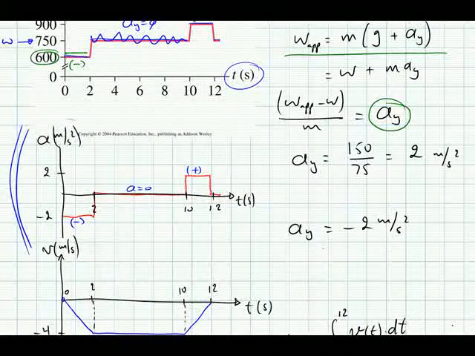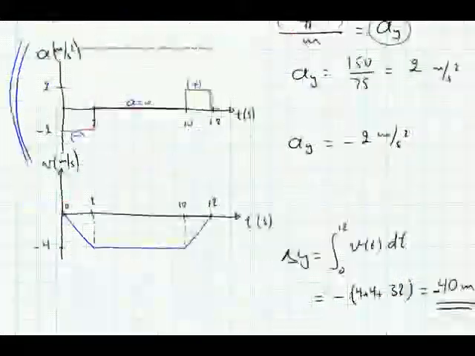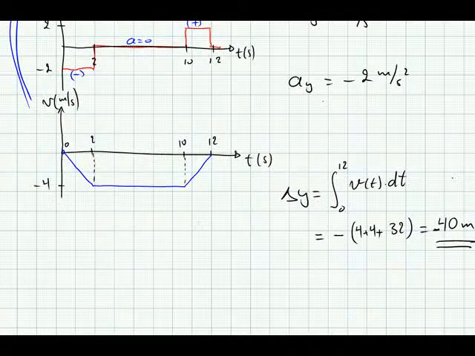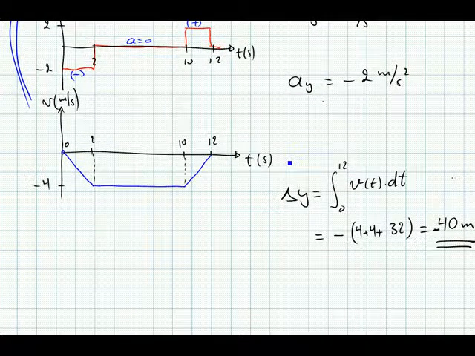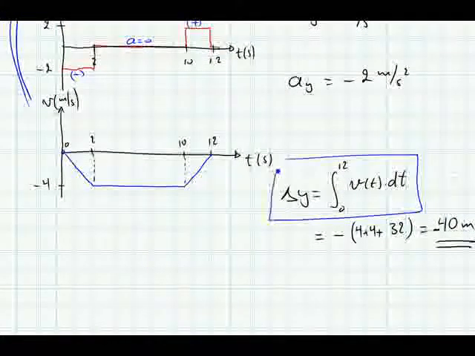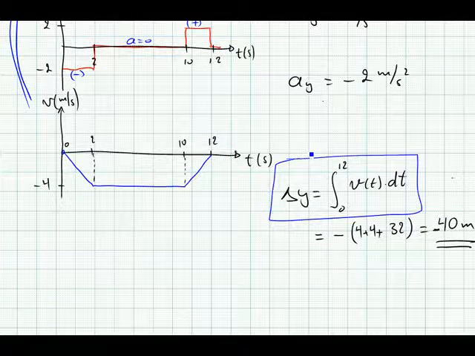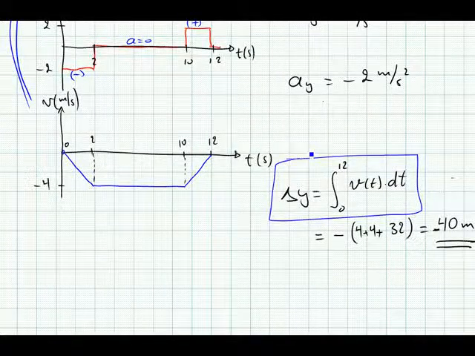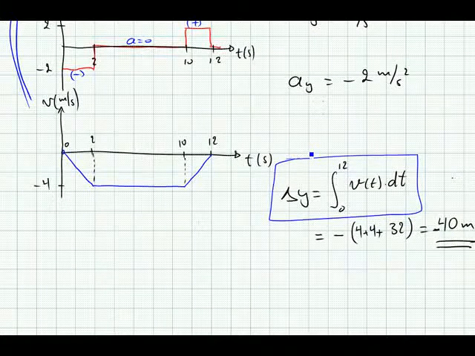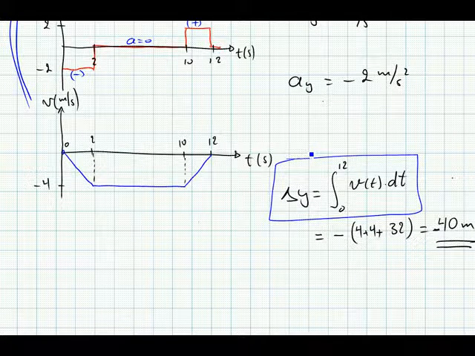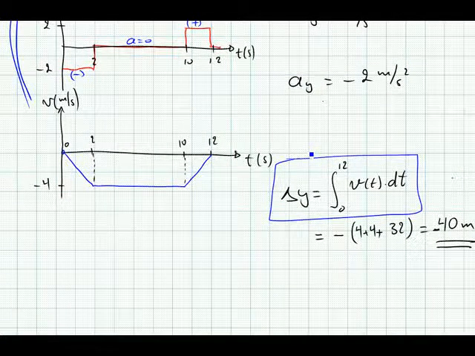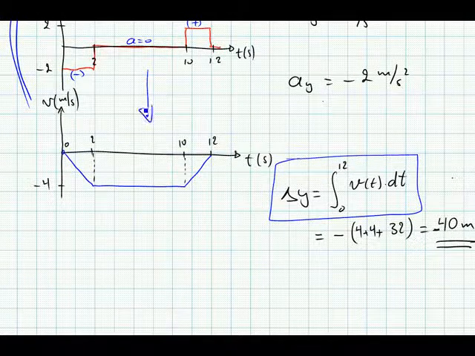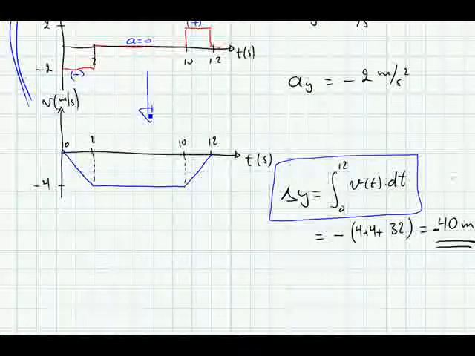And next, the question is how much vertical displacement do we go through. Well, you need to remember that displacement is an integral of velocity with respect to time. So it's the area under the velocity curve. To figure out displacement, you need to generate the velocity curve from this acceleration curve.